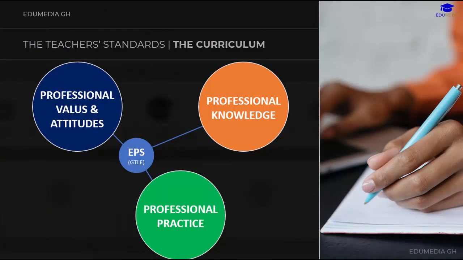The Essential Skills curriculum is divided into 3 main categories, with each category having its own subdivisions. So we have the professional values and attitudes, we have the professional knowledge, and then also we have the professional practice. Now we're going to look at the subdivisions under each of these categories.